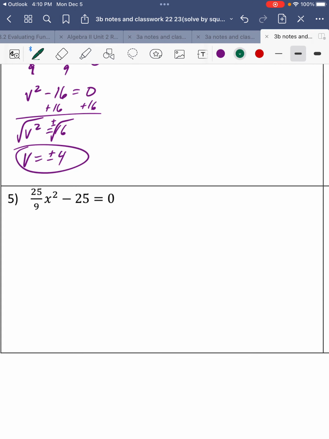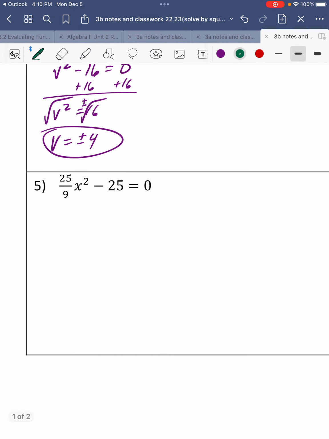All right, number 5. Initially you wouldn't see a greatest common factor here. It is 25, but if you don't see that, that's okay. The main reason we can solve it the way we're solving is there's one variable in the whole problem. At this point, from the x, I have a square, then I'd multiply by 25/9, and then I'm subtracting 25.